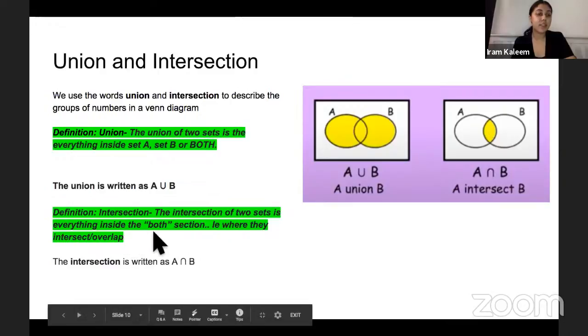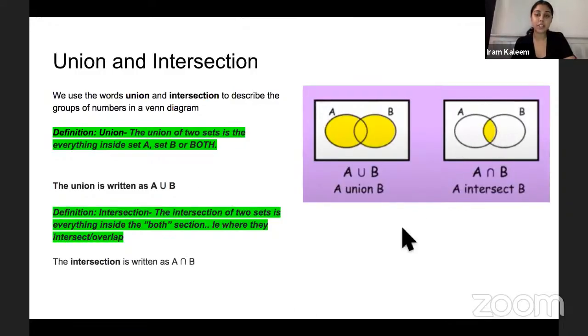Again, I'd like you to write the definition and the notation underneath. This is the shortcut way of presenting it, basically. And I do recommend that if you draw two circles and shade in the intersection just next to it, it can help describe what it is.